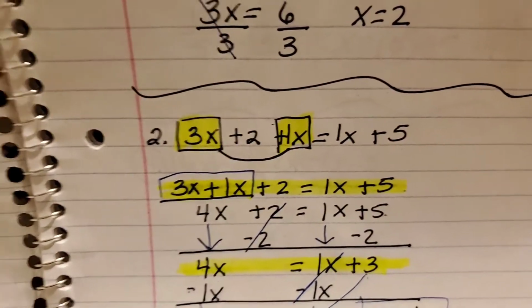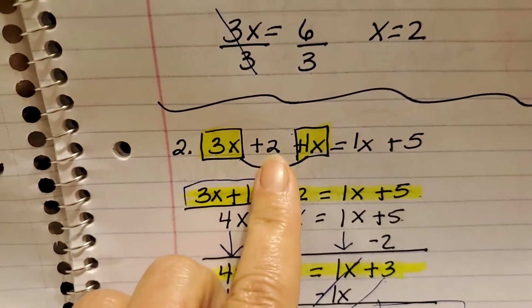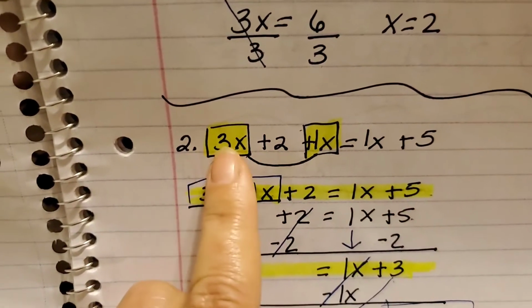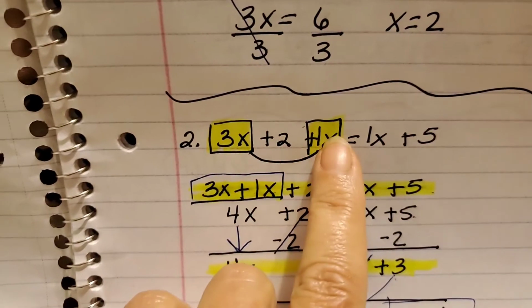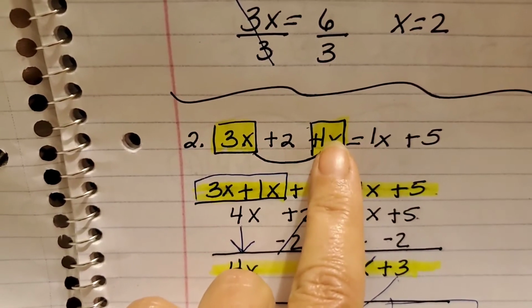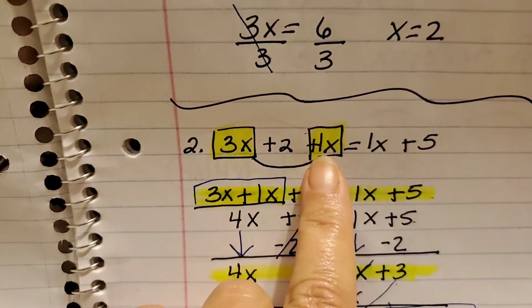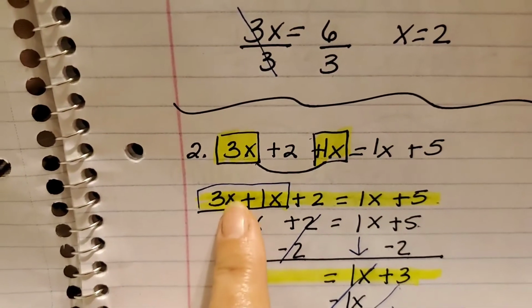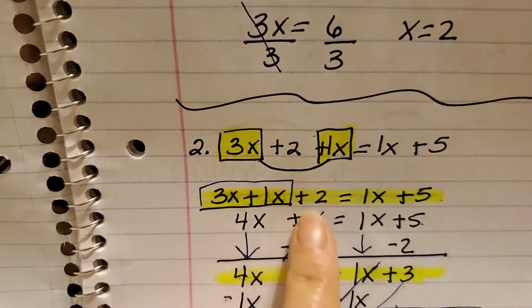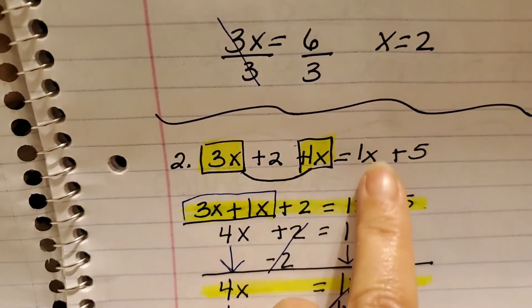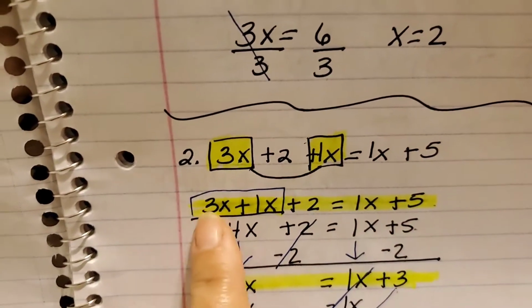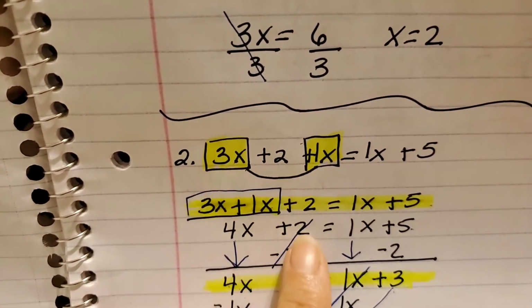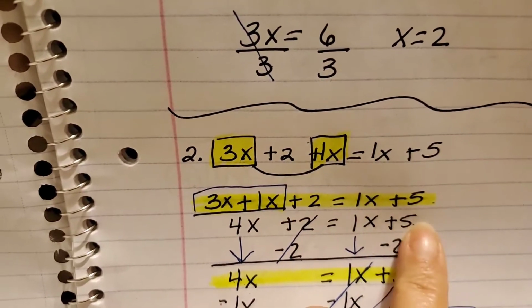Number 2, we have 3x plus 2 plus 1x equals 1x plus 5. I can combine these two, so I'm going to put them by each other. I just have to be careful when I do that. I look at the signs, okay? So this has a plus in front of it. So I'm going to write 3x plus 1x plus 2 equals, and I just brought this straight down. So 3x plus 1x equals 4x. And then bring your 2 down in the rest of the problem.